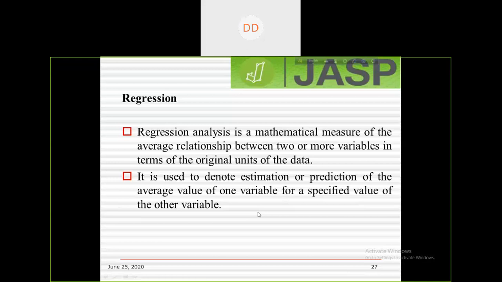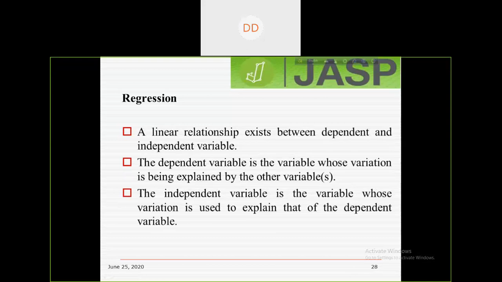one variable for a specific value of the other variable. So we can say regression analysis is a mathematical measure of the average relationship between two or more variables in terms of the original unit of the data. A linear relationship exists between the dependent and independent variable. The dependent variable is the variable whose variation is being explained by the other variables, and the independent variable is the variable whose variation is used to explain that of the dependent variable.